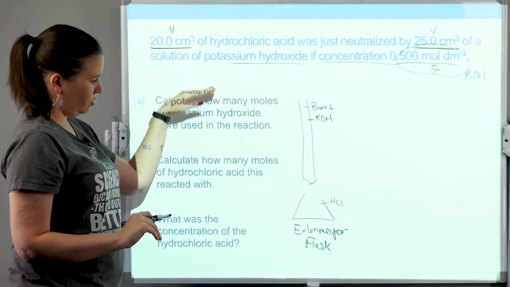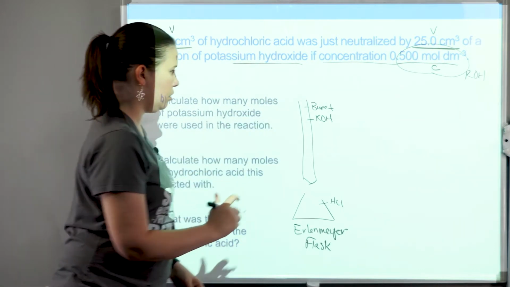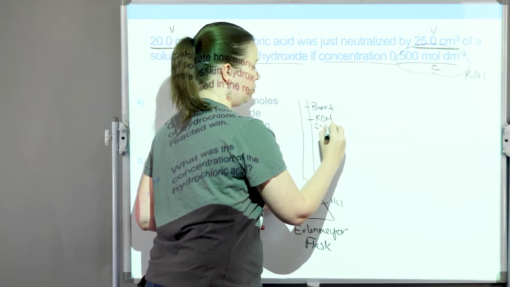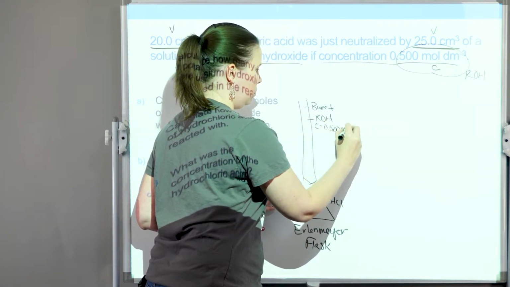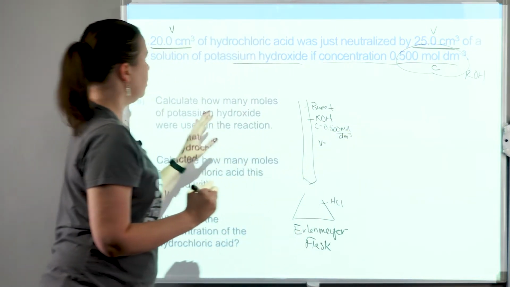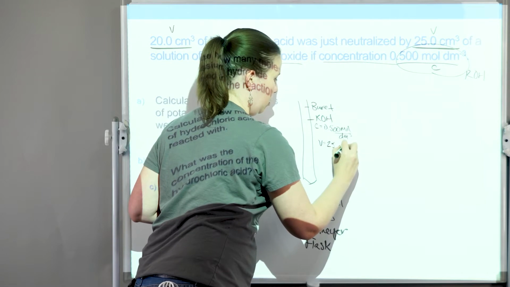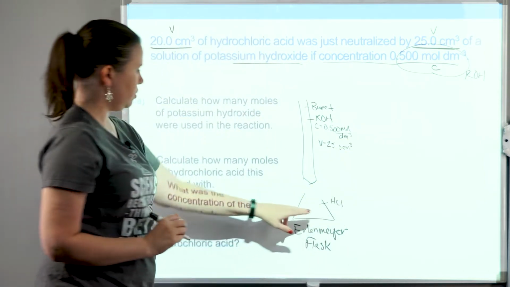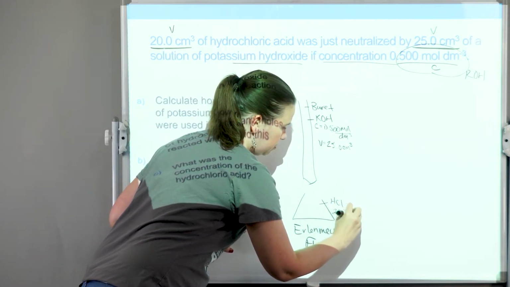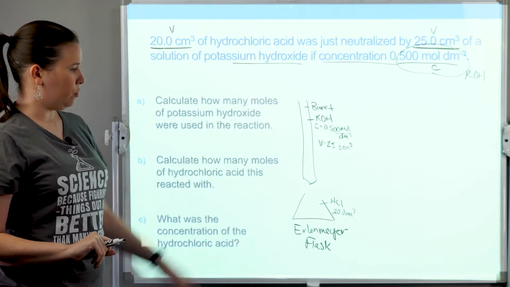One trick I like to use to organize my problem is to write what I know, using this diagram as a guide. What do I know about the KOH? I know that its concentration is 0.500 moles per decimeter cubed, and I know that its volume is 25.0 centimeters cubed. And the only thing I know about my hydrochloric acid is that its volume is 20.0 centimeters cubed.